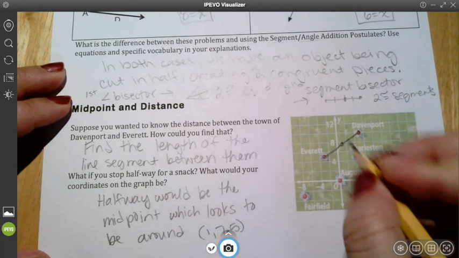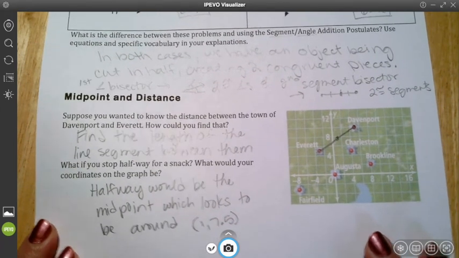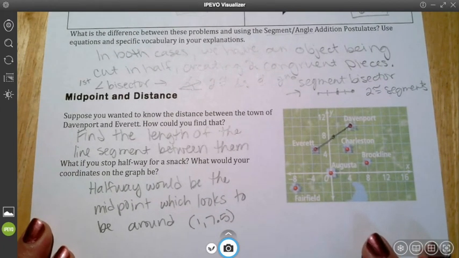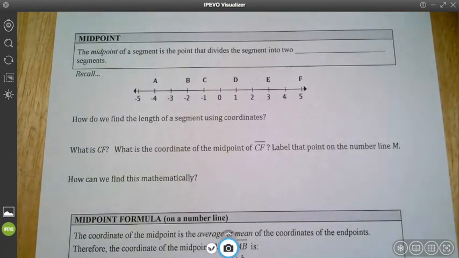And that's just an estimate. Right now we're just looking at the estimate, and we're going to calculate the exact values by the end of this section. So let's take a look at the next page. Let's talk about midpoint first.